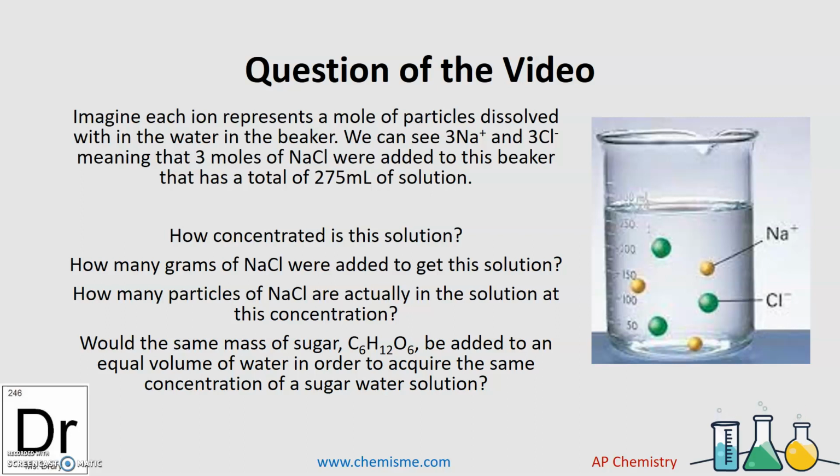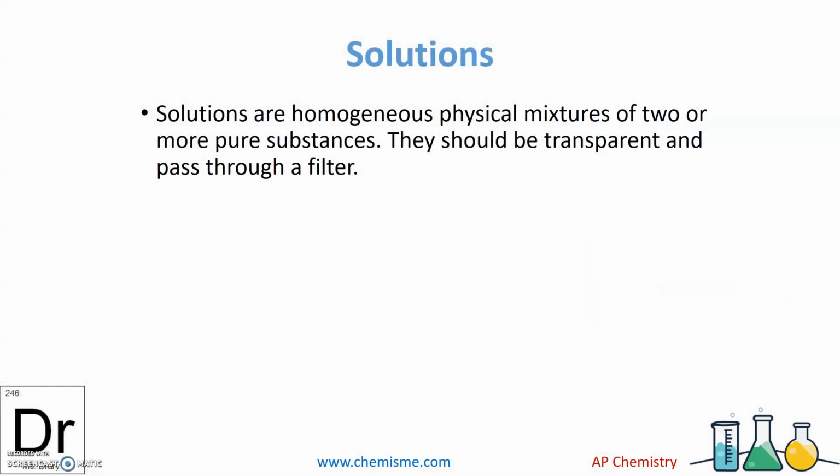So first, we want to know how concentrated it is, so how many grams of NaCl were added to get to that solution, how many particles are actually in that solution, and would the same mass of sugar, C6H12O6, be added to that equal volume of water, 275 milliliters, to acquire the same concentration of sugar. So to get back to that, we have to define some terms.